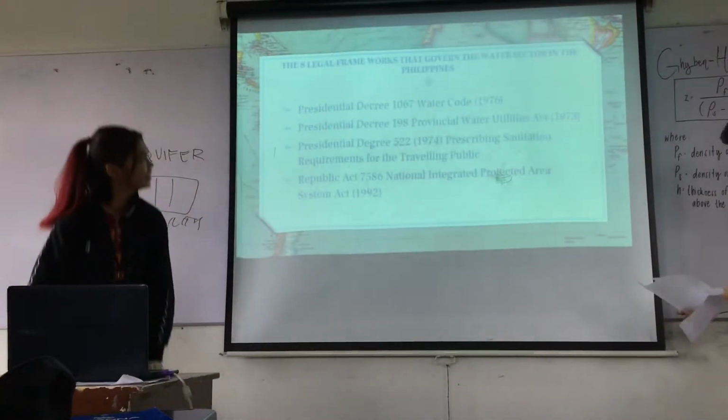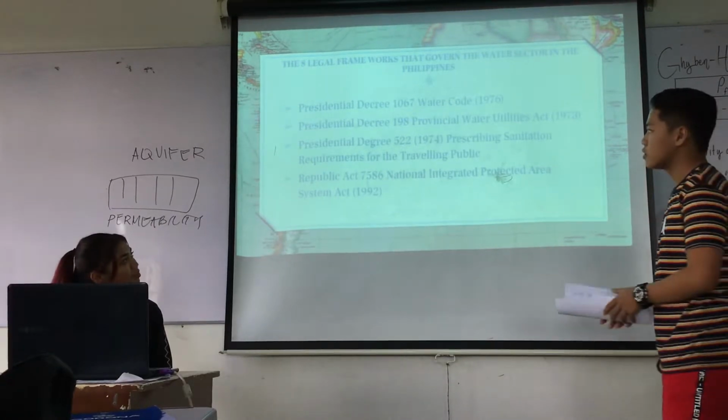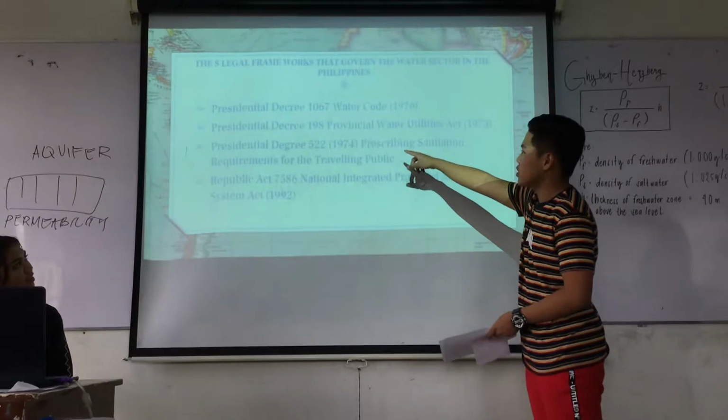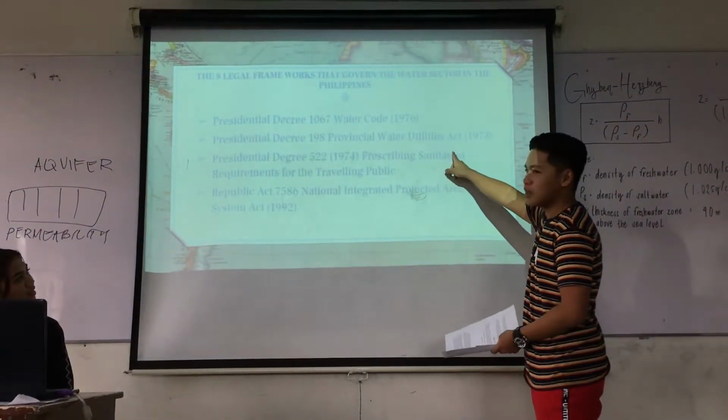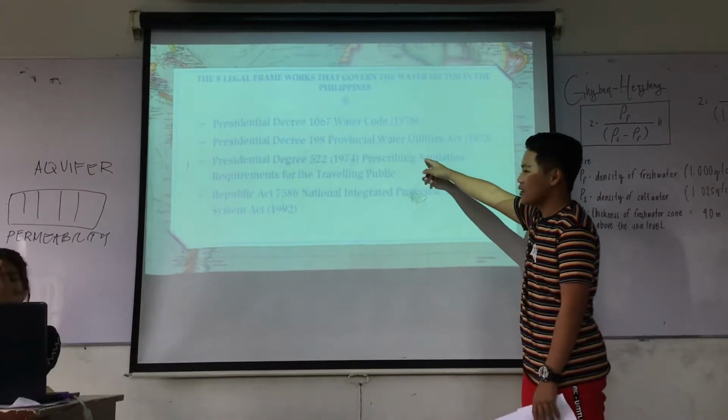So, Gladwin, President. Presidential Decree 1067, Water Code 1976. For this Presidential Decree, explain that.